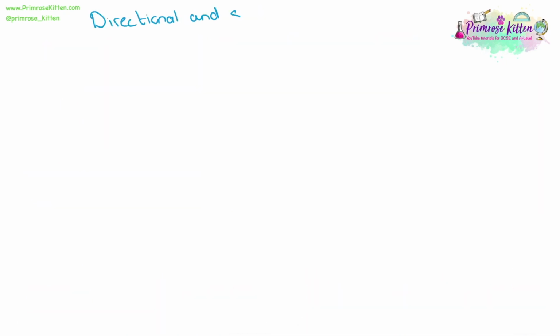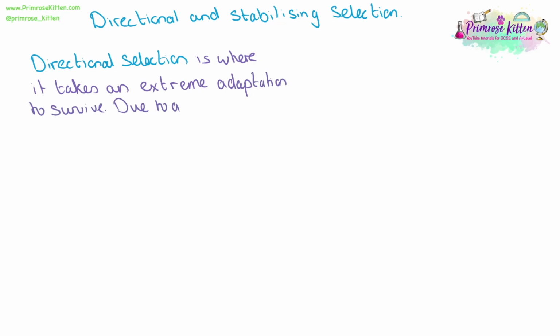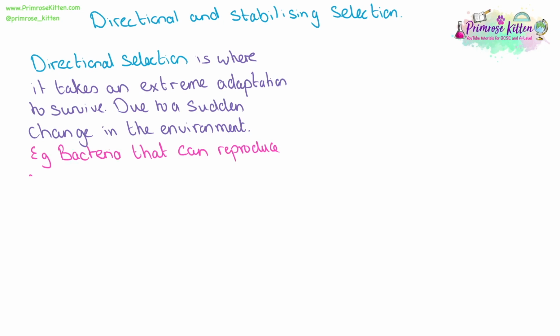There are two different types of selection we are going to look at: directional selection and stabilizing selection. Directional selection is where it takes an extreme adaptation to survive. This is generally due to a sudden change in the environment. For example, bacteria that reproduce after an antibiotic has been applied.